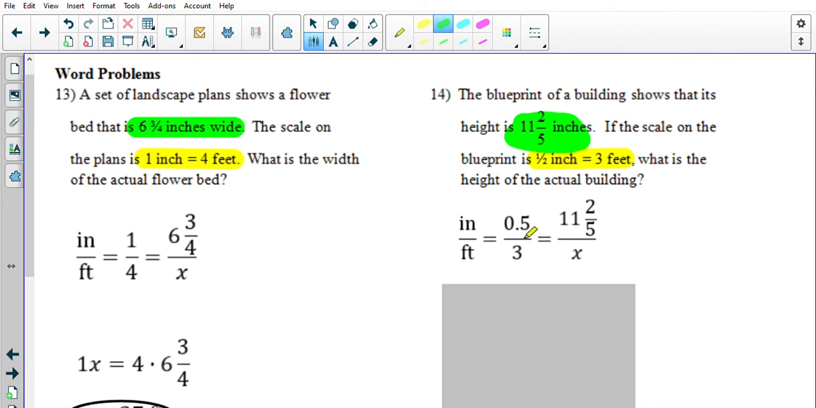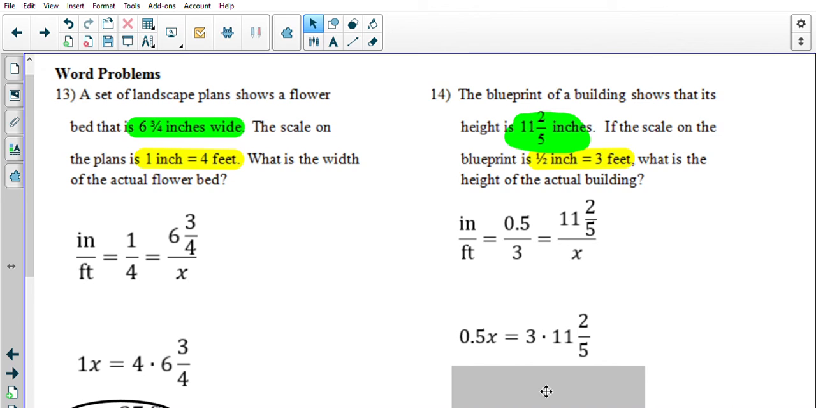with the inches. Now you could convert your scale into 1 inch, like if a 1/2 inch represents 3 feet, that means that 1 inch represents 6 feet. And so you could really just take 6 times the 11.25 to find your solution as well. But let's go ahead and cross multiply here.